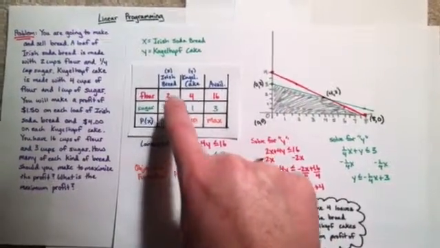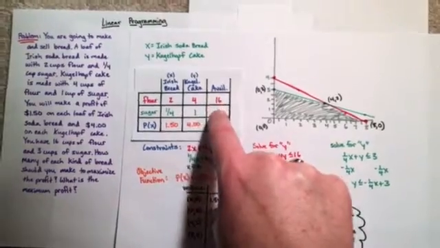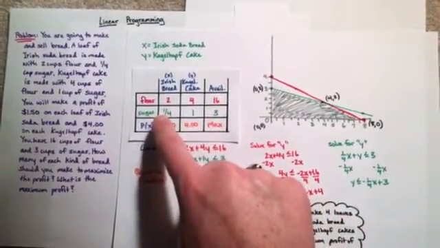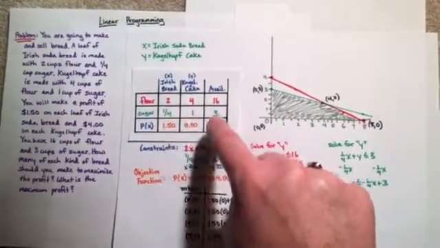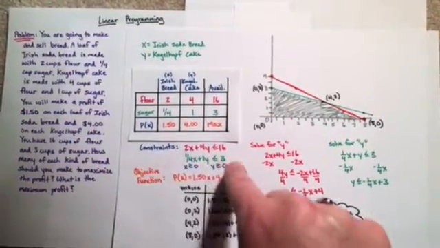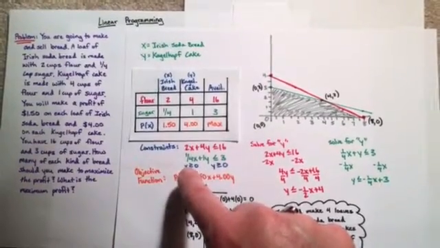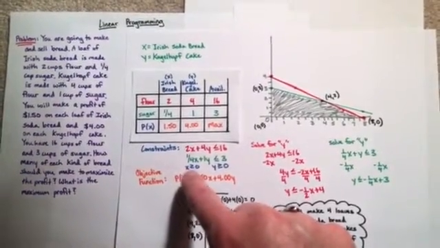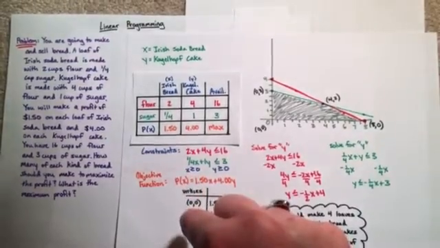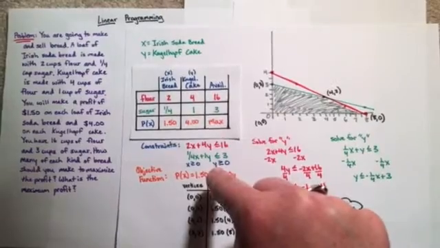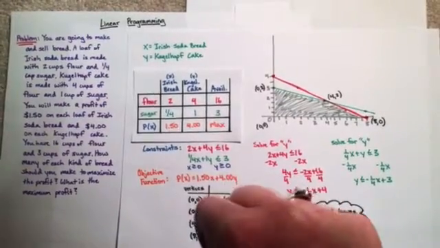So I get 2x + 4y ≤ 16, and write that one first. And then 1/4 x + 1y ≤ 3, and I write that one second. We always keep in mind, for most of these problems, that x ≥ 0. I won't have a negative amount of Irish soda bread. And y is also ≥ 0 because I won't have a negative amount of Kugelhof cakes.